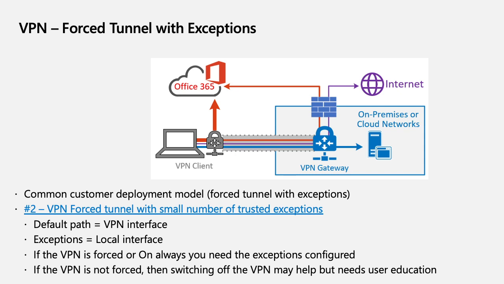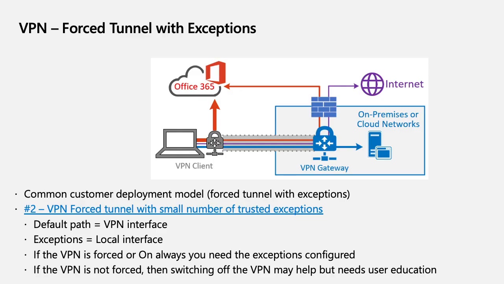Even if the VPN is not enforced, which means if the user has an option to switch off the VPN, it's possible that the user may get a direct connectivity path by switching off the VPN, but this will require user education, and switching off and switching on the VPN is not the best user experience. Effectively, you should be able to define a short list of exceptions that can bypass your VPN and instead take a direct connectivity path.